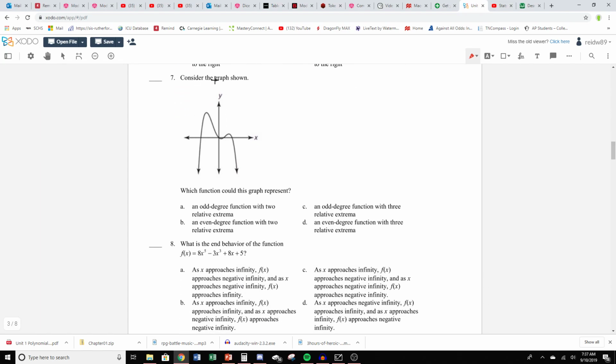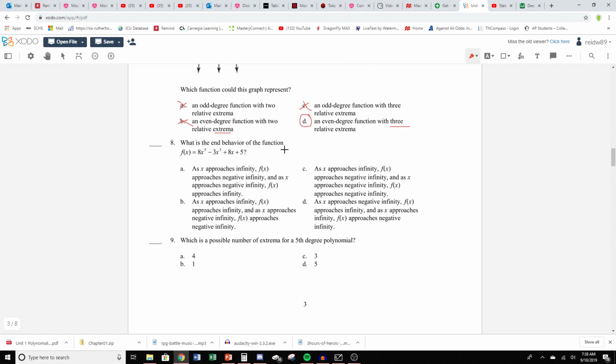Next says consider the graph. As we're looking at this, you'll notice that both sides are going down. You have 3 maximums and minimums. So remember that means that the power is 1 more than that. Also, since these are going down, both on the same side, that means it can't be an odd degree. So it can't be this one, cannot be this one. And then we're looking here at these two options, an even degree function with 2 relative extrema. Remember, extrema are your maximum minimums. Well, we know that we have 1, 2, 3 of them, so it has to be D because it says there's 3.